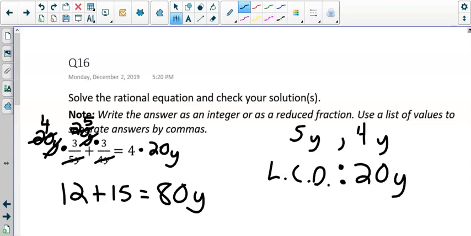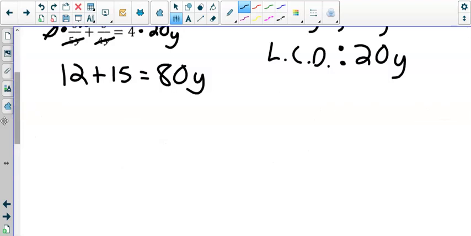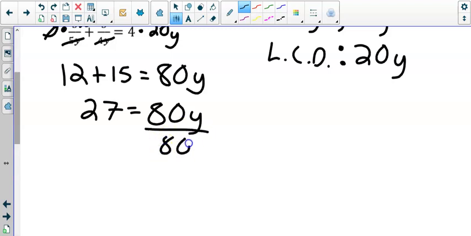That's a whole heck of a lot easier to deal with. So what's 12 plus 15? Okay. Equal to 80y. Now what? Divide by the 80. Good. Divide by 80, divide by 80. Y equals, and you're going to have to reduce that, if it can.